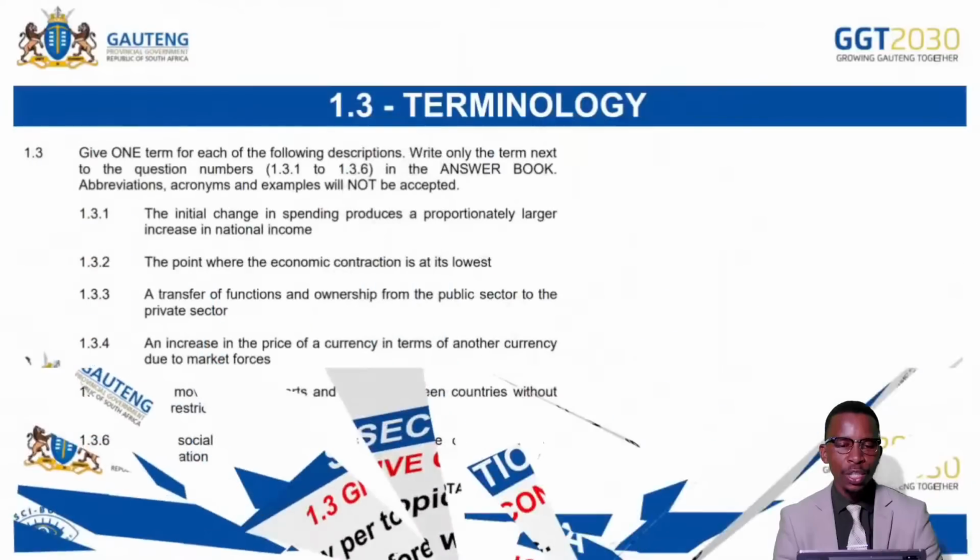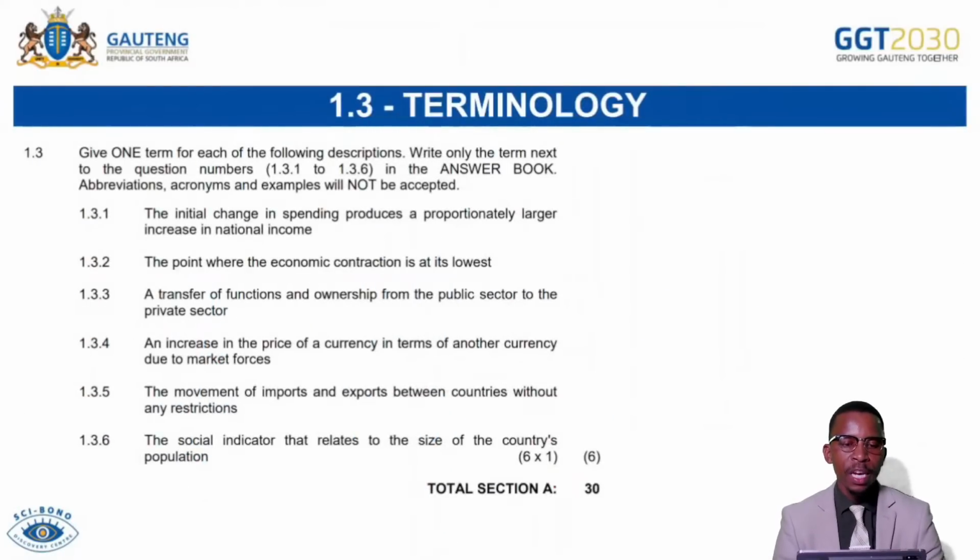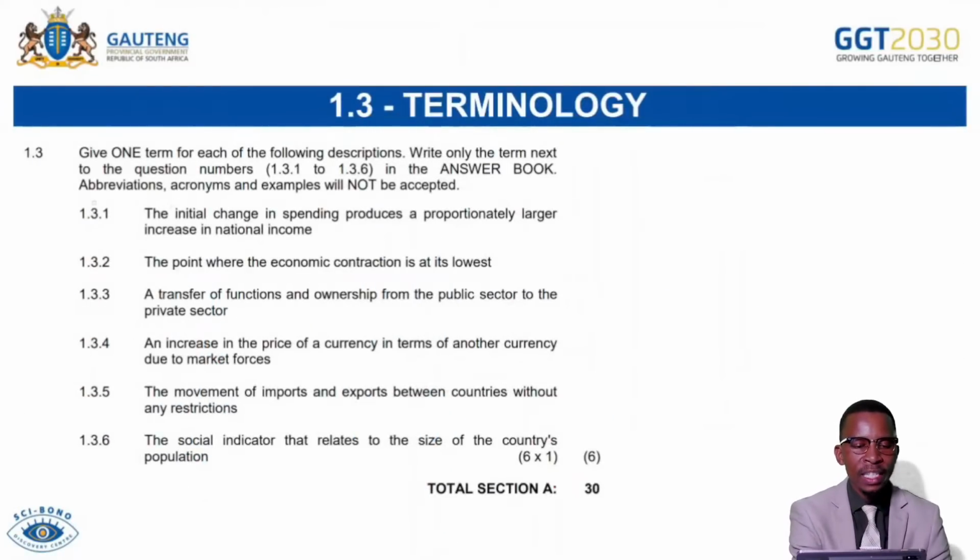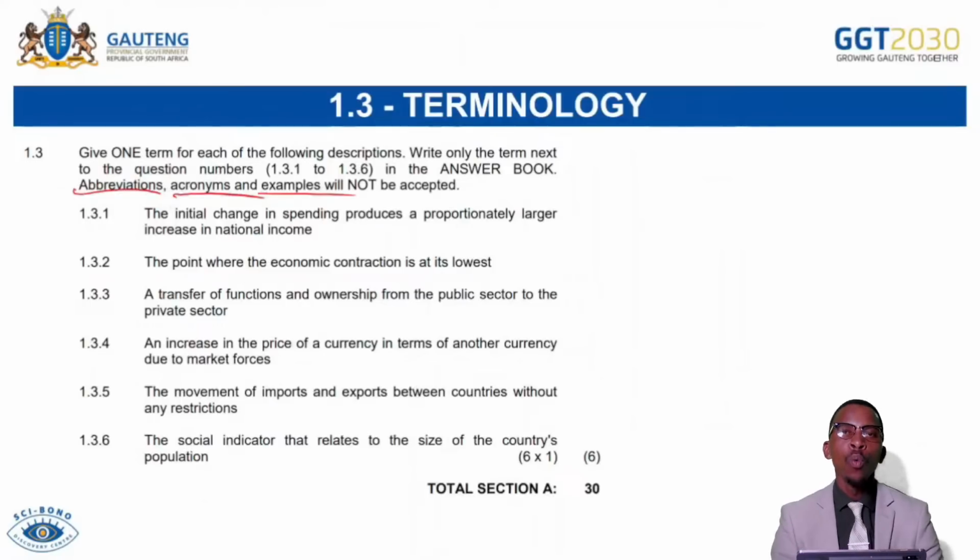And then also we continue. These are some of the definition. Remember, in this part, we do not accept abbreviations, acronyms, and examples. We only take the concept as it is. The initial change in the spending produces the larger proportion national income, the point where the economic contraction is at the lowest, a transfer of functions and ownership from the public to private sector, an increase in prices of a currency in terms of another country's currency, and then the movement of import and export between countries without any restrictions, and then the social indicator that relate to the size of the countries, the population.